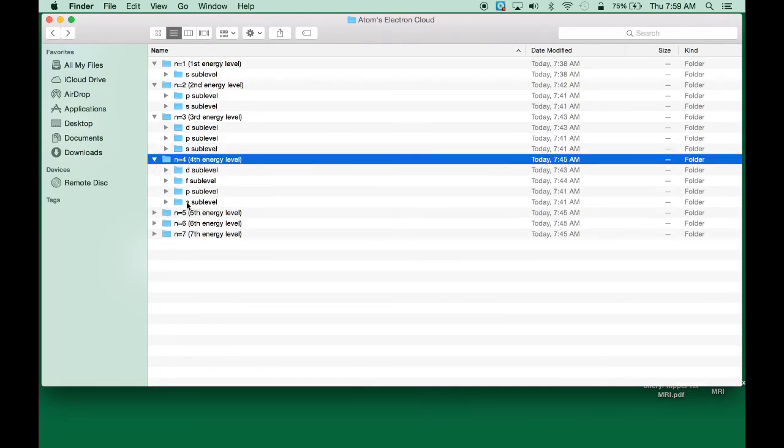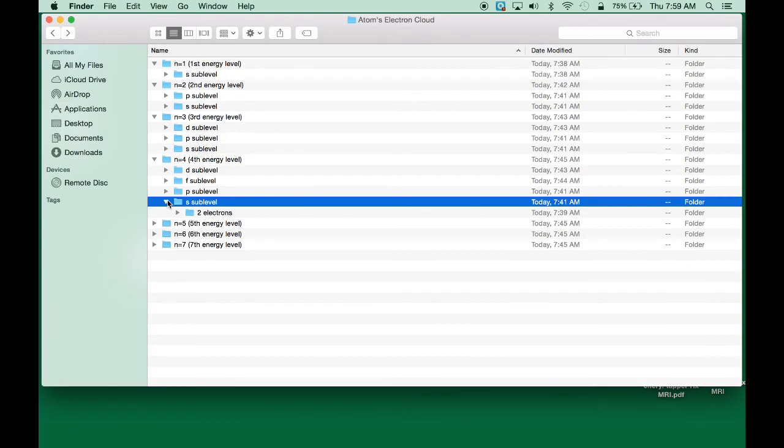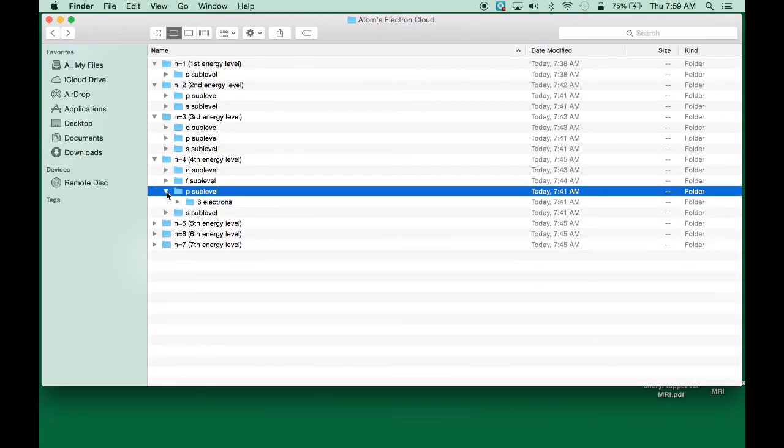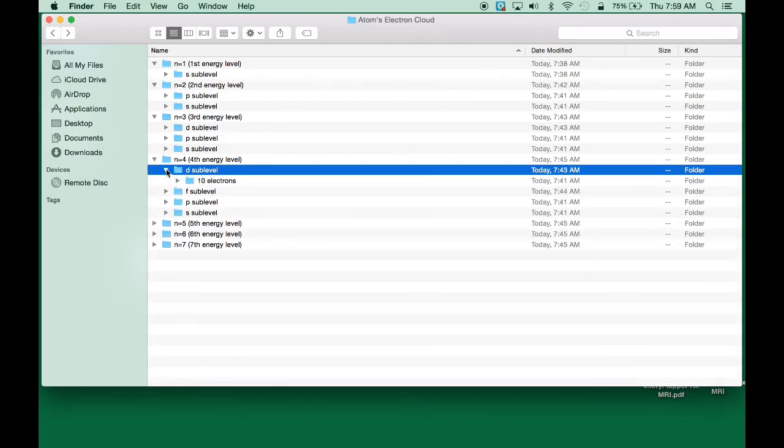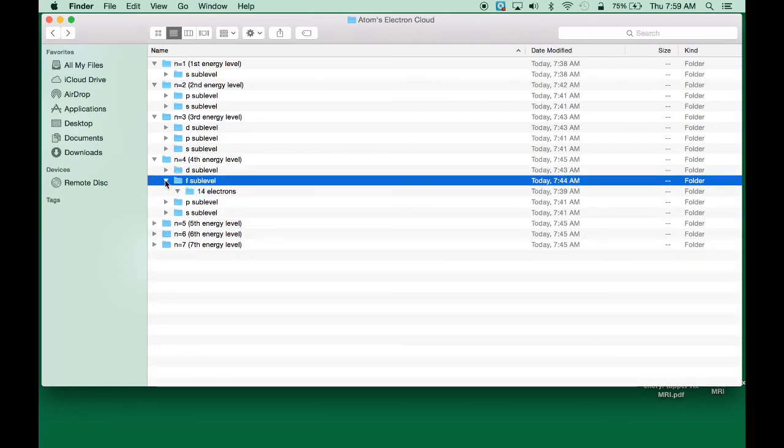So we have some S electrons, again, holding up to 2 maximum in this sublevel. We have P electrons, again, holding up to 6. We have D electrons, again, holding up to 10. And then we have F electrons, and they can hold up to 14.